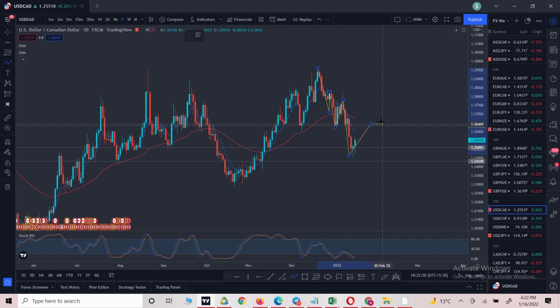So we can look for some kind of bearish price action on the lower time frame in this area to go short. Initial target profit is going to be this one, and then we can target this and this area as our next potential target profit.